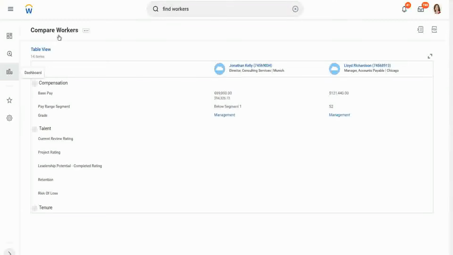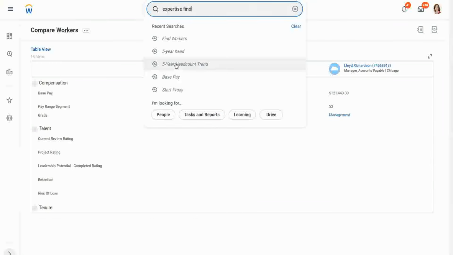You see here that this report, the Find Workers report, what does it do? It allows you to filter on certain criteria and you are able to narrow it down to a certain group of workers. There is another standard report for this: Expertise Finder.